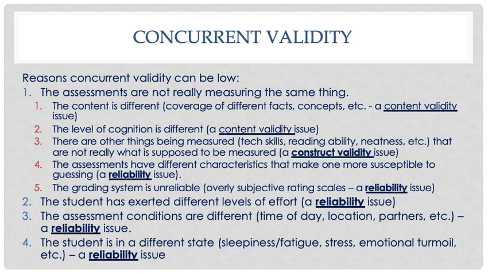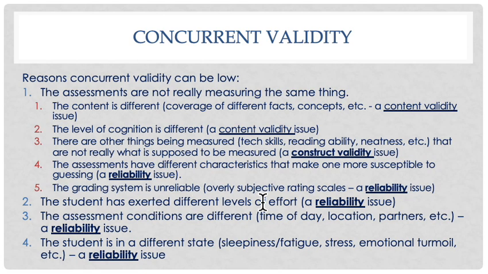You might have other things being measured. So these are construct validity issues that we just talked about. Those first two were content validity issues. You might have different characteristics that make guessing more or less likely. We're going to call that a stability reliability issue next time. The grading system might be unreliable and prone to bias or mistakes. Poor evaluation processes, we're going to call that an inter or intra-rater reliability issue.